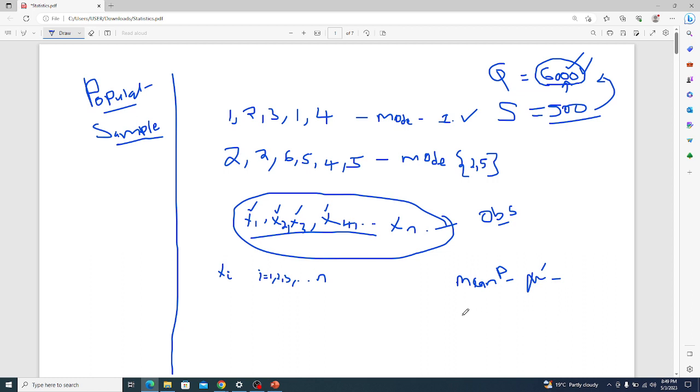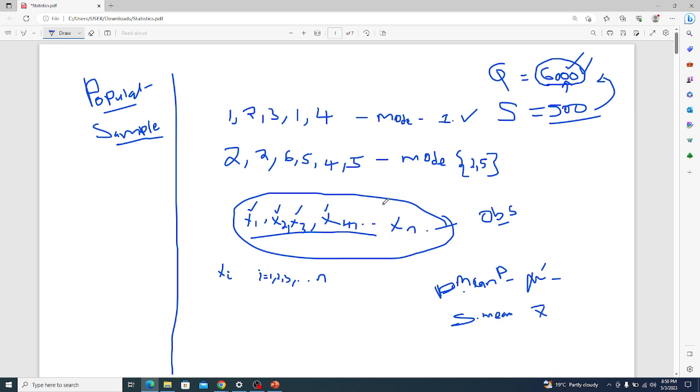Then we have the sample mean. Let's say this is the population mean. Then we have the sample mean. For sample mean, the mean is denoted by x bar. I hope that is clear.